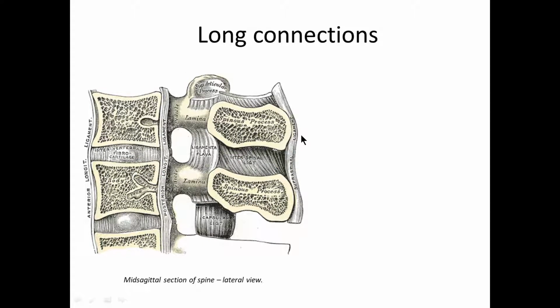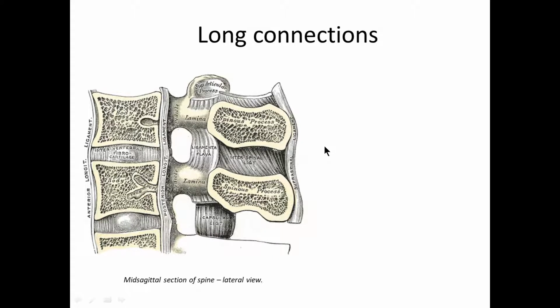Within the spine, we can distinguish long connections that connect with each other more than two vertebrae, and short connections that connect only two vertebrae to each other. Let's start with long connections. We can see the sagittal section in this figure.